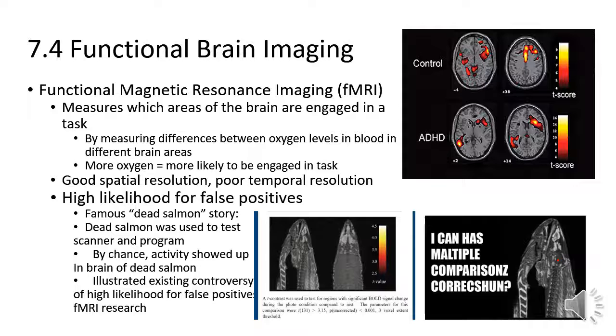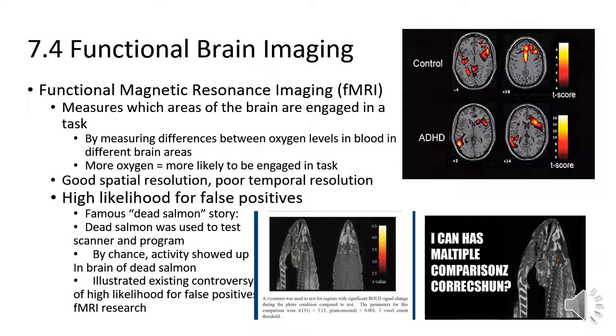There's this famous story of the dead salmon where, when you're testing your MRI equipment, sometimes you use what's called a mask, or you just put an object that you can see inside the scanner. So some people use like a watermelon. This one lab used a dead salmon to test the scanner and their program before they used it for participants.